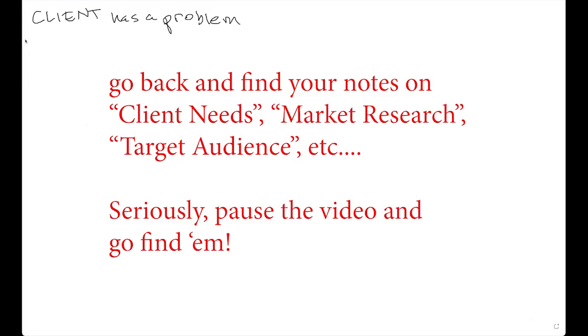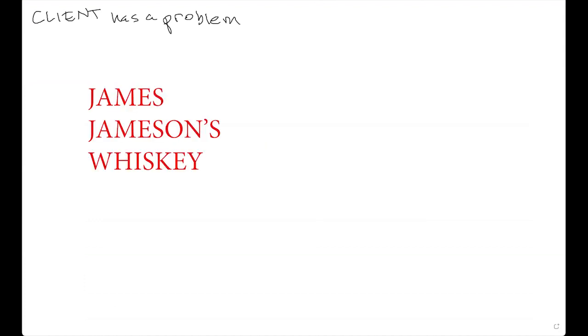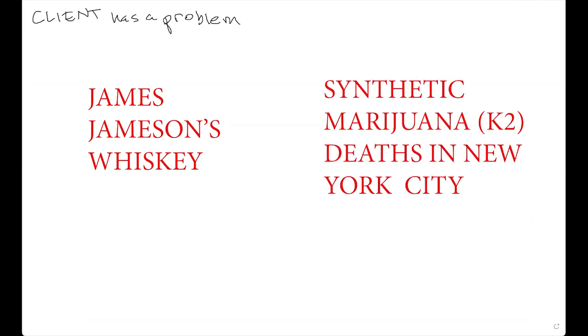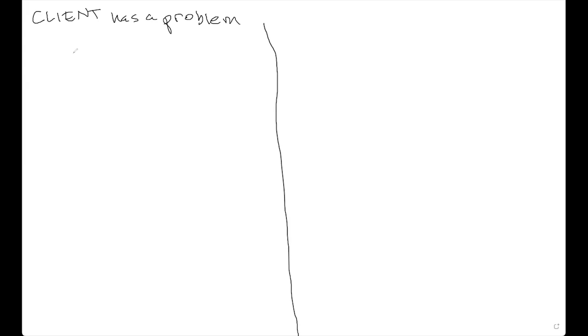So I want you to go back to the first weeks of class. Check those notes out. We did 2 examples. You'll remember one was the Jamesons and one was our own example, which was synthetic marijuana. First thing I'm going to do is discuss section number 1. In one place, the client was Jameson's whiskey. And in our in-class example that we did together, the client was the mayor of New York.